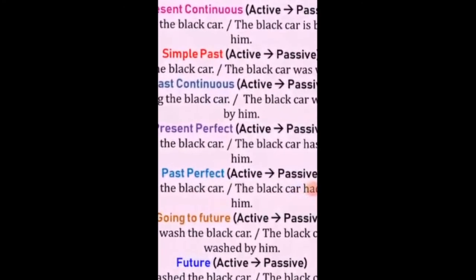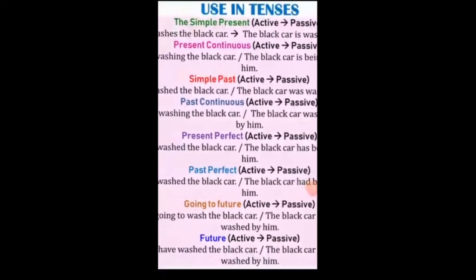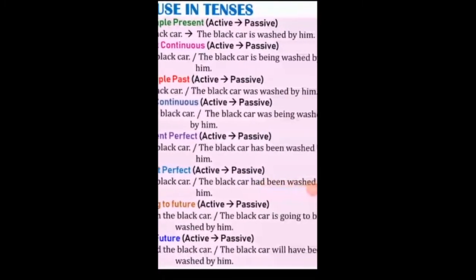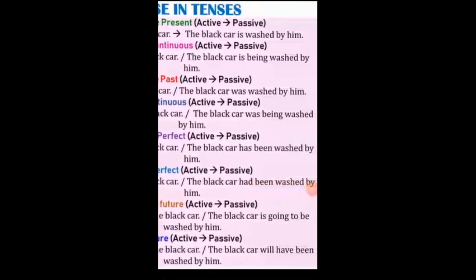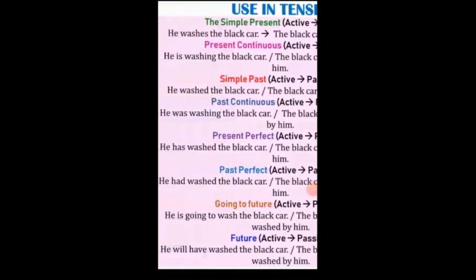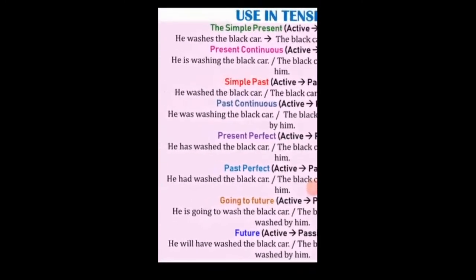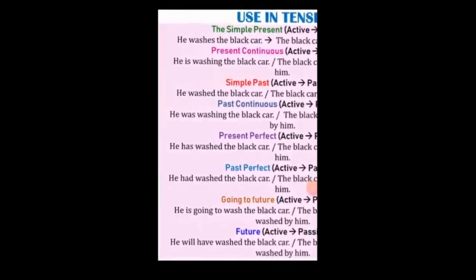Now we are going to convert it into passive voice. So the passive voice of this present perfect is the black car has been washed by him. What is it? The black car has been washed by him. You have used been along with has. Okay. Now the past perfect is he had washed the black car. He had washed the black car. So past perfect, the auxiliary verb is had along with the third form.